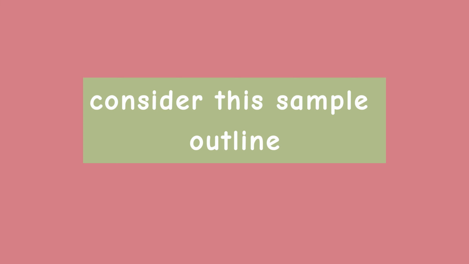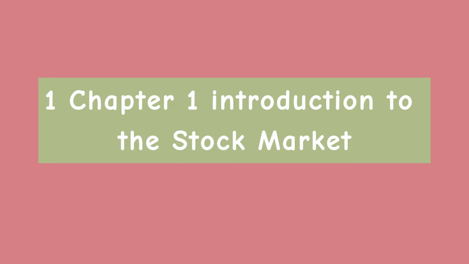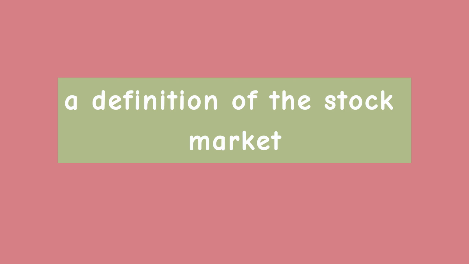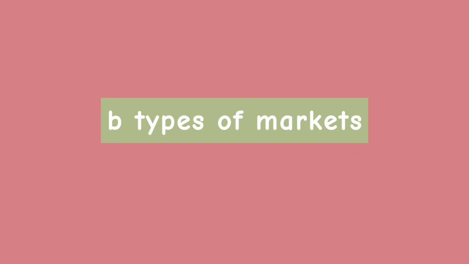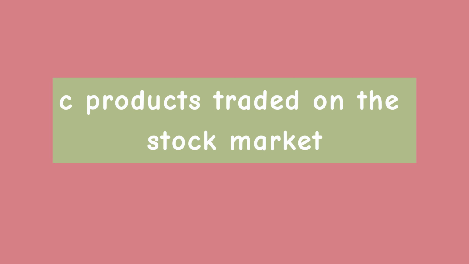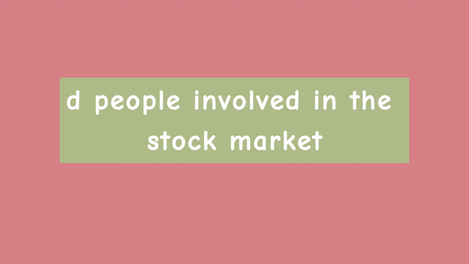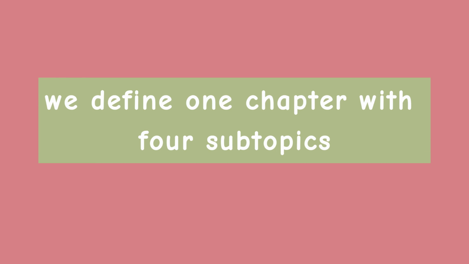Consider this sample outline. 1. Chapter 1, Introduction to the Stock Market. A. Definition of the stock market. B. Types of markets. C. Products traded on the stock market. D. People involved in the stock market. In this sample outline, we defined one chapter with 4 subtopics.